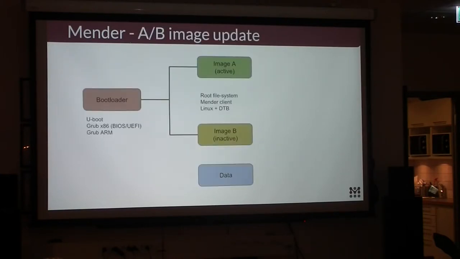So just quickly go through this A/B image update. With Mender, you have some kind of bootloader on your embedded Linux device. Mender requires integration with the bootloader, so we support a number of bootloaders, which are U-Boot and GRUB, which are the most common in the embedded space. There are some requests for supporting things like Barebox. And A/B image updates means that you keep two full copies of the operating system. An operating system means the root file system, the Linux kernel and device tree, for example, and then the client is part of the root file system.